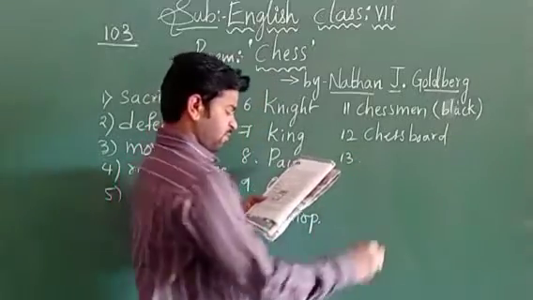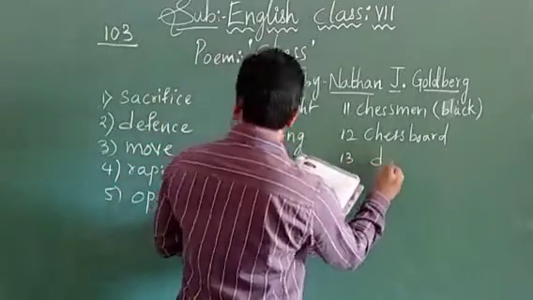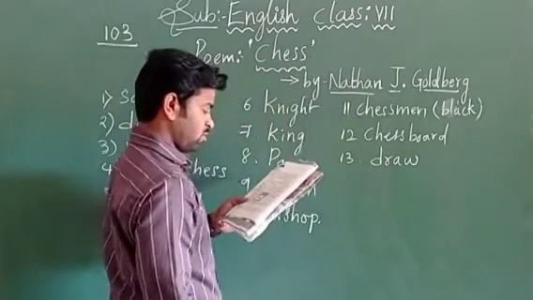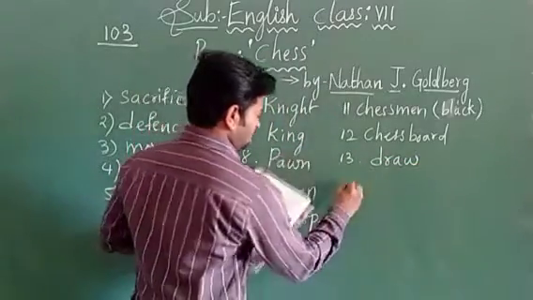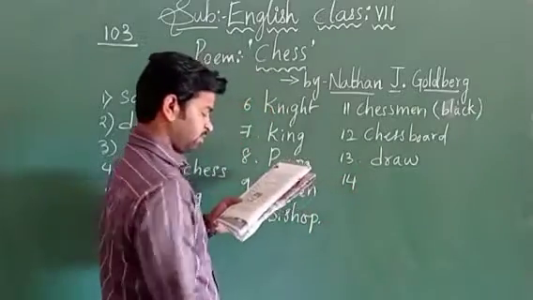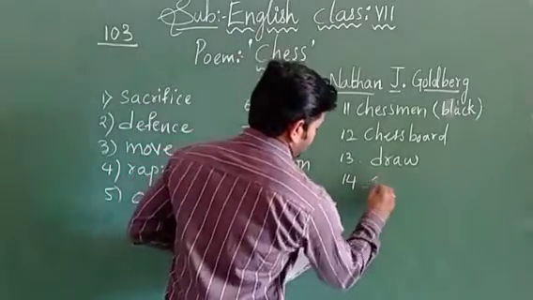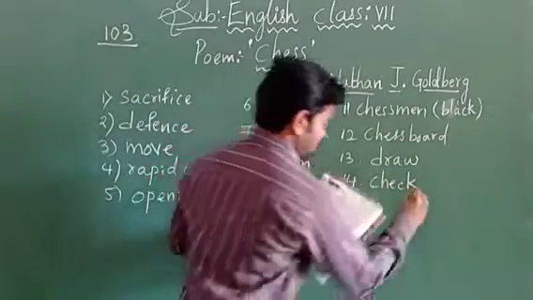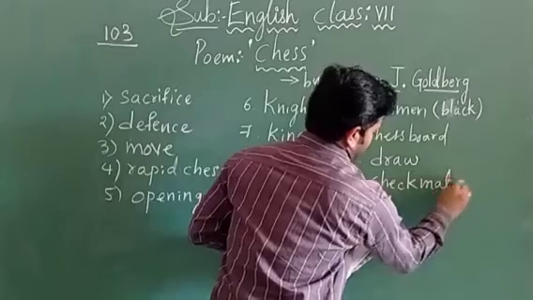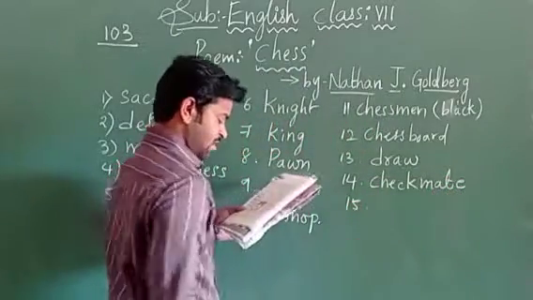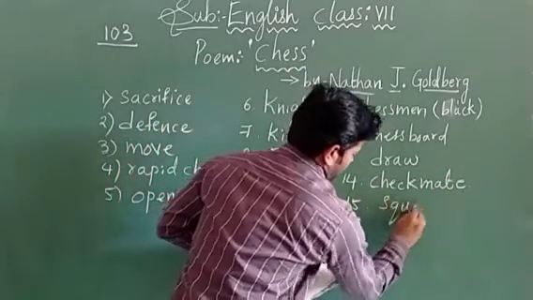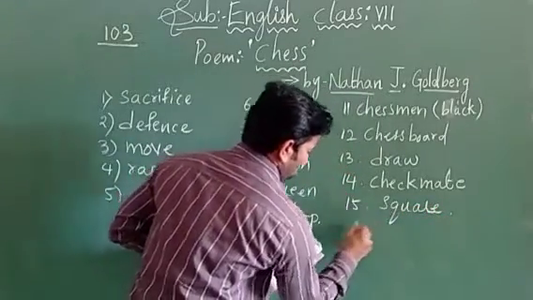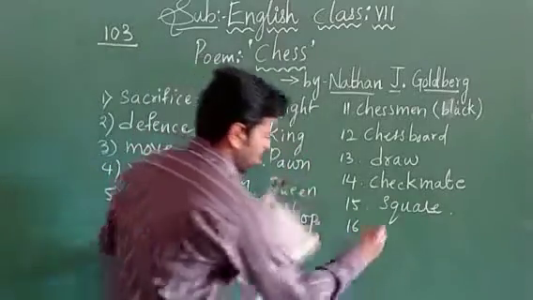13th one is draw. D-R-A-W, draw. 14th is checkmate. C-H-E-C-K-M-A-T-E, checkmate. 15th is the square. S-Q-U-A-R-E, square. 16th is chessman.